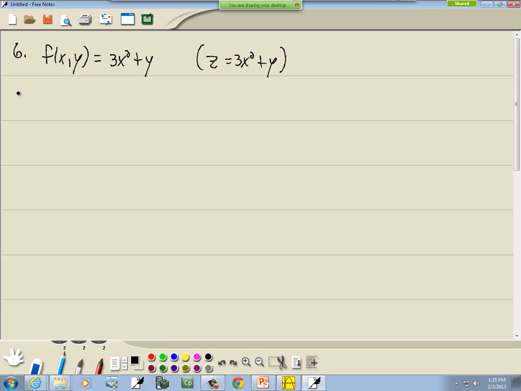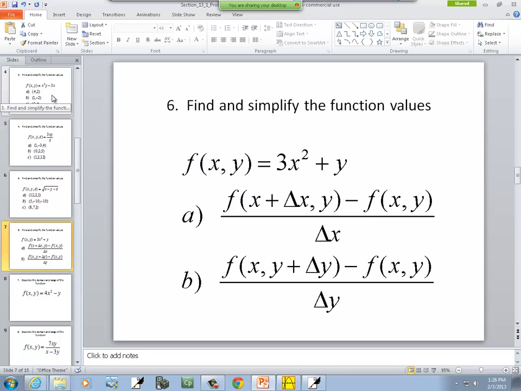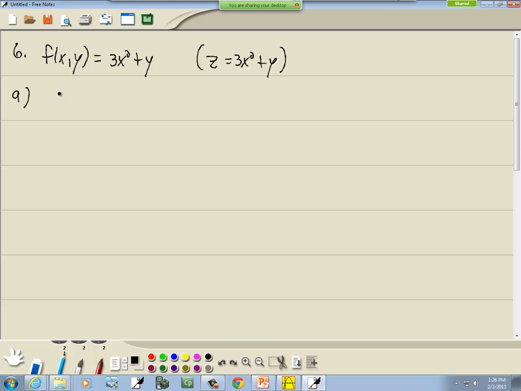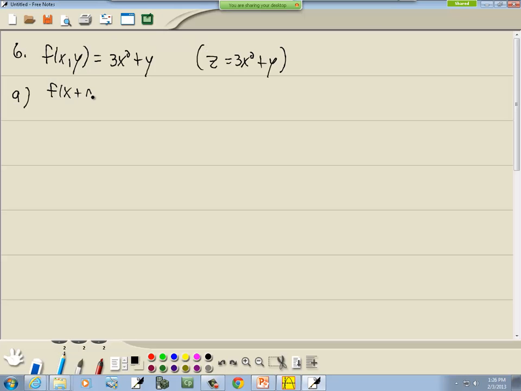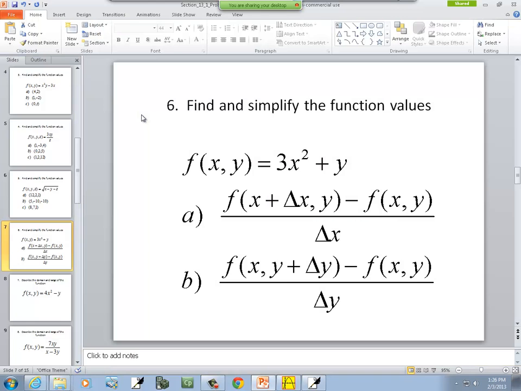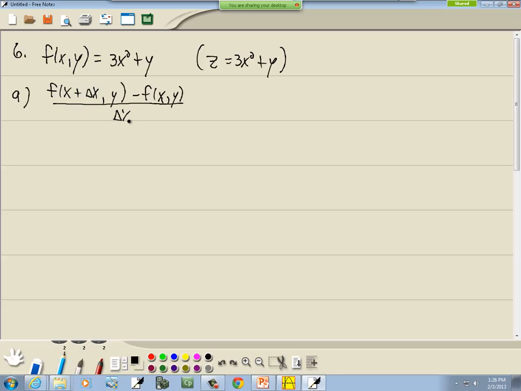Okay, so A. We want to find f of x plus delta x, comma y, minus f of x, y, all over delta x. Well, we got f of x, y, so that's good. We just need to find this first part here. So first, we want to find f of x plus delta x, comma y.